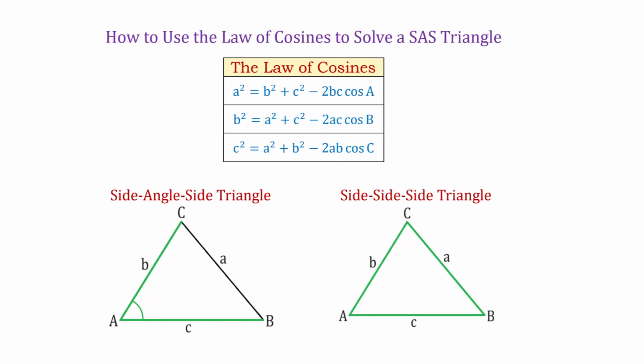Hello. The law of cosines is used in trigonometry to solve oblique triangles, and it is applied in two specific cases. In one case, we are given two sides and the included angle, and this case is called side-angle-side triangle, and in the second case, we are given all three sides, and this is called side-side-side triangle. In this video, we will see how to use the law of cosines to solve a side-angle-side triangle.